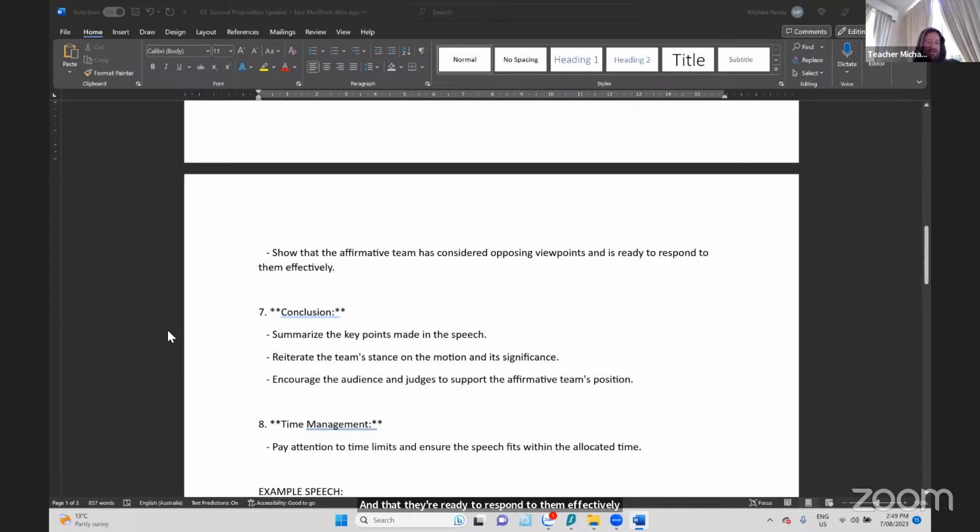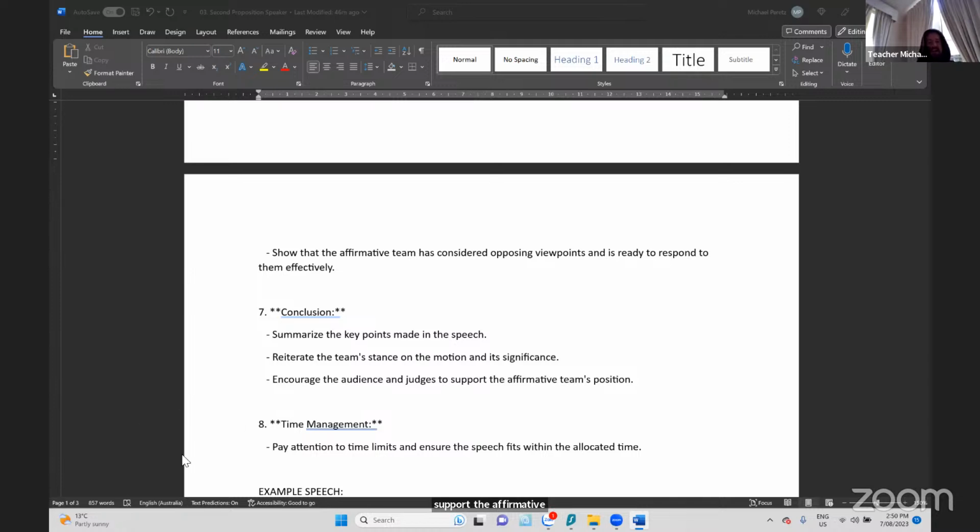Finally, the conclusion. We want to summarize the key points made in the speech. We want to once again remind everybody that we are the affirmative team. We believe the motion, and this is why it's important. And we want to encourage the audience and the judges to support the affirmative team's position.